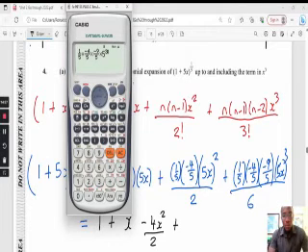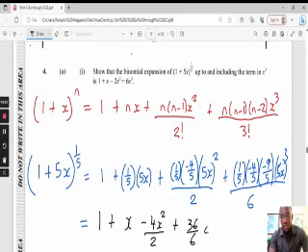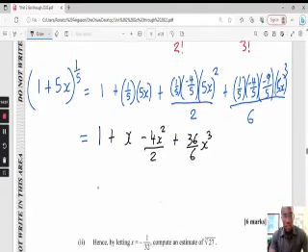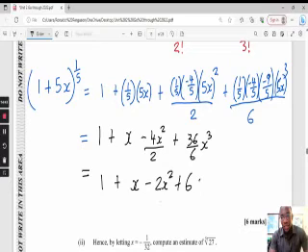Put that in the calculator, and all of this works out to be 36. 36 divided by 6, and of course we put our x cubed. Go ahead now, do the division, and you get the answer: 1 plus x minus 2x squared plus 6x cubed.